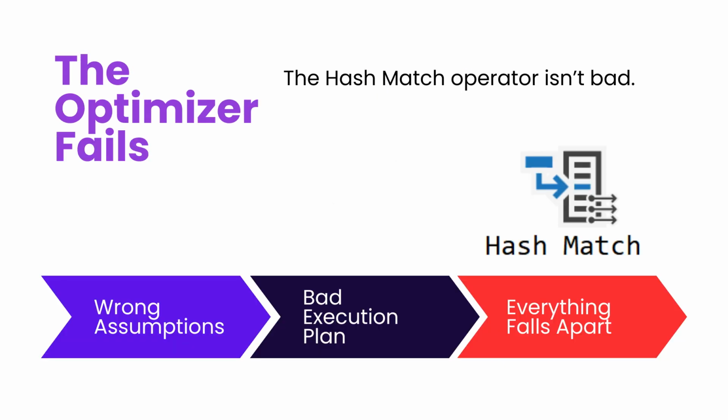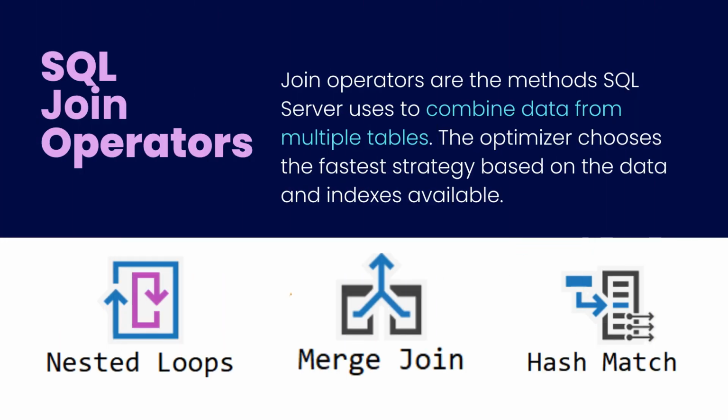Now, the execution plan is struggling. And that's why hash match can become catastrophic. Not because hash match is inherently bad, but because the optimizer built the plan using completely wrong assumptions. All three join operators solve the same problem differently, but SQL Server picks whichever one it thinks is cheapest. And again, that word matters. Thinks.